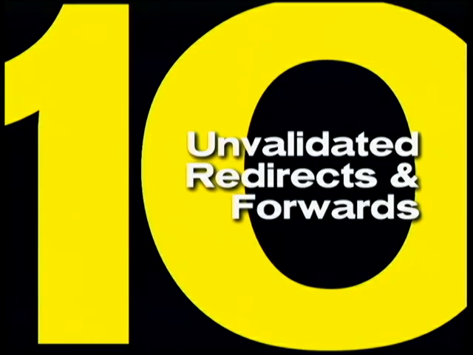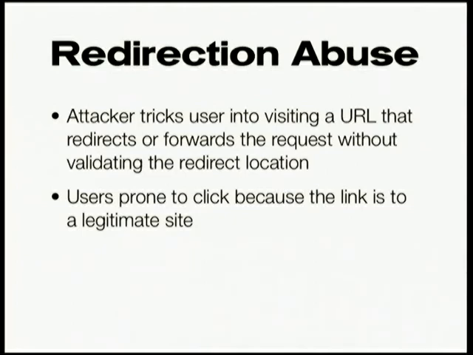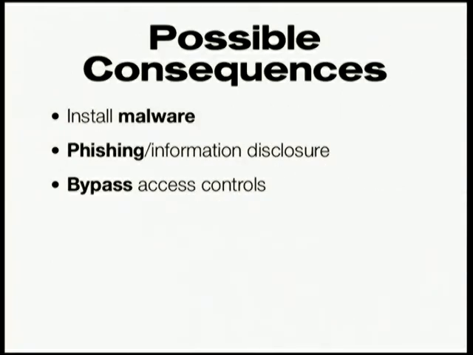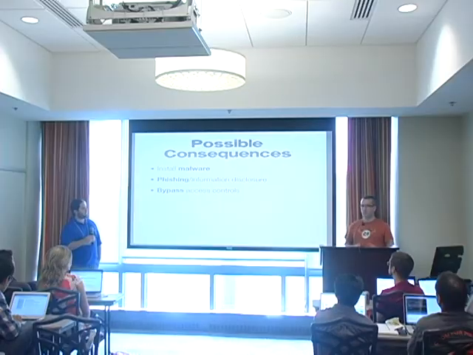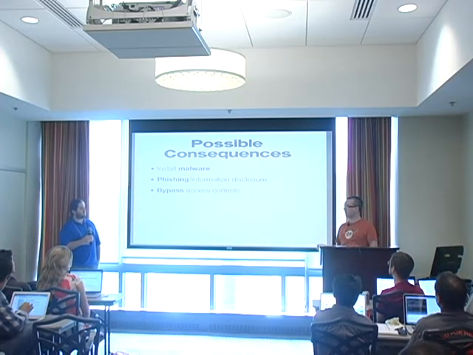All right. Number 10, and our last little bit of exercise is unvalidated redirects and forwards. So this is where an attacker is tricking a user into visiting some URL that redirects or forwards the request onto another location. And you're prone to fall for this as a user because you want to click on it. It looks like it's to a legitimate site. It looks believable. Why, sure, I'll click on that link. So things we might be able to do with this: install malware. We might have some kind of phishing exploit through this. We might be able to bypass access controls to get into functionality that you shouldn't have.